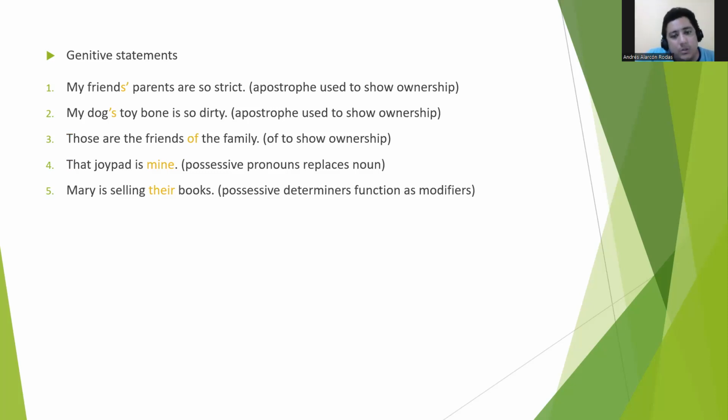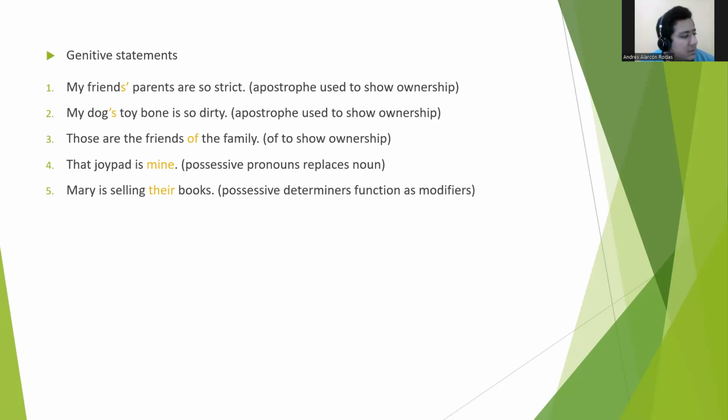Number 2, my dog's toy bone is so dirty. The apostrophe is used to show ownership, in this case for a singular noun, my dog. He owns his toy bone. It really needs to be cleaned. Okay, let's continue.